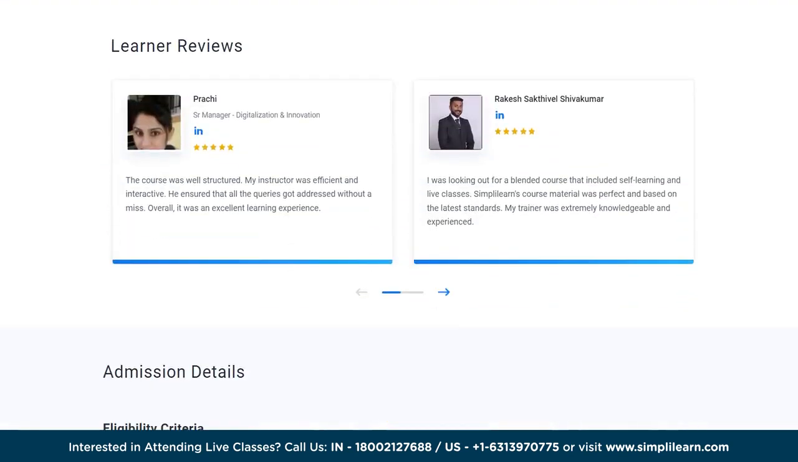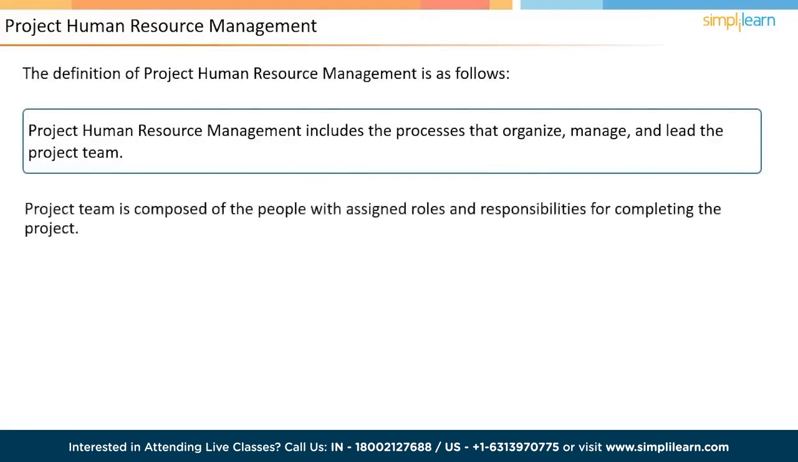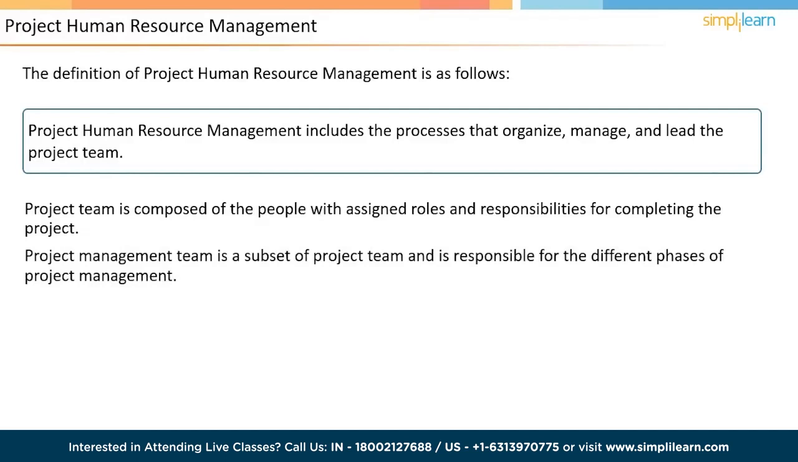Project human resource management includes the processes that organize, manage, and lead the project team. One of the key elements of human resource management is that each of the project team members should have clear assignment of their roles and responsibilities. In addition, even the team working on project management tasks should be a part of the project team, and they are responsible for project management functions like initiating, planning, executing, monitoring and controlling, and closing, along with other leadership activities.